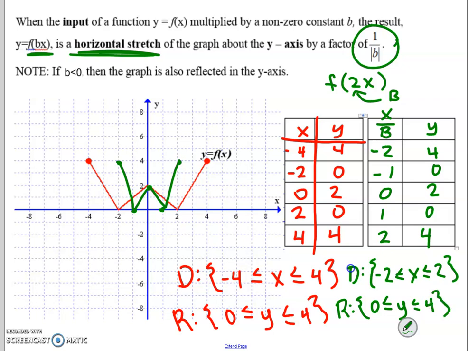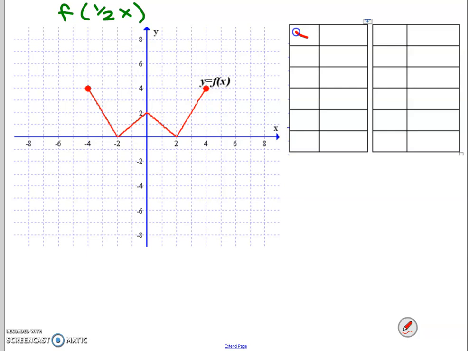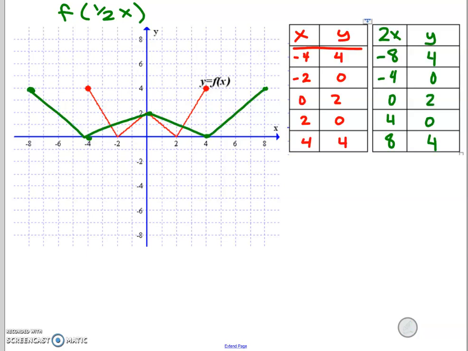Notice that this time we've only changed our x's, so only the domain has changed. So we're going to start again by writing out your original table of values. Once you make all of your x values 2 times bigger, again, that's because it's 1 over your b value. So if your b value is 1/2, that's actually like multiplying by 2. Let's come up with the domain and range then of our new graph.